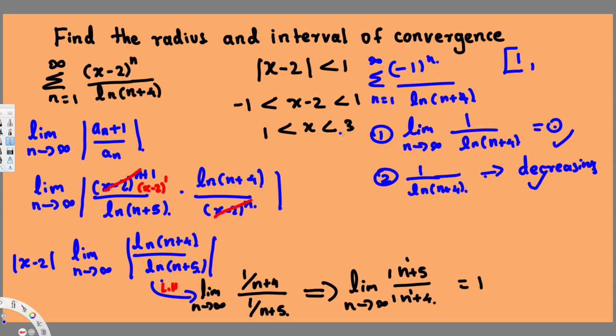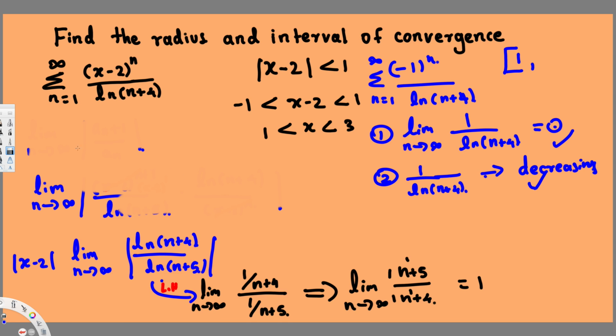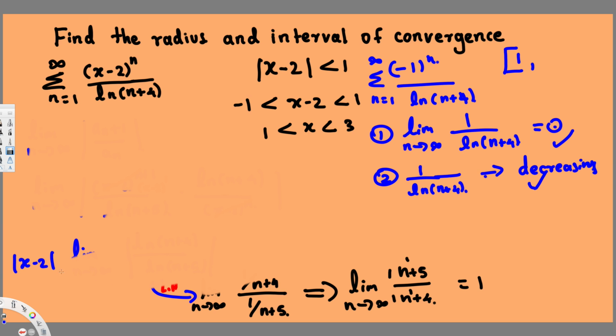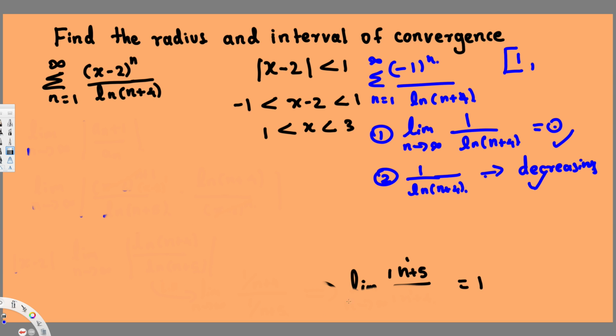To find that, again we plug this one in for the x value, so that's going to be 3 minus 2, that's going to be 1, right? So 1 over ln n plus 4, that's what we are going to have. Now let's get rid of this part, we need space. Okay, let's continue this one right here.